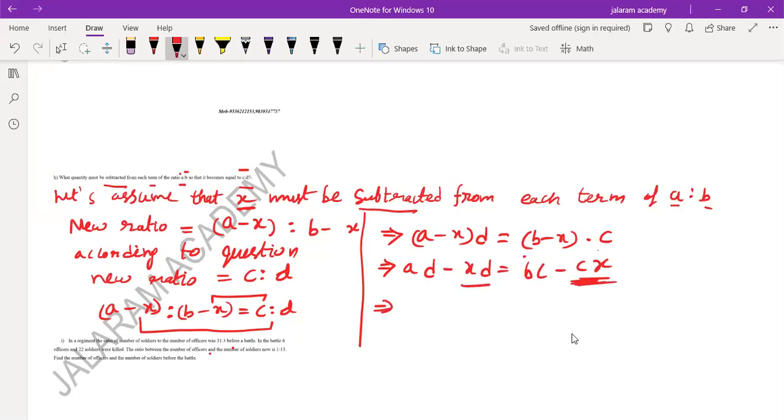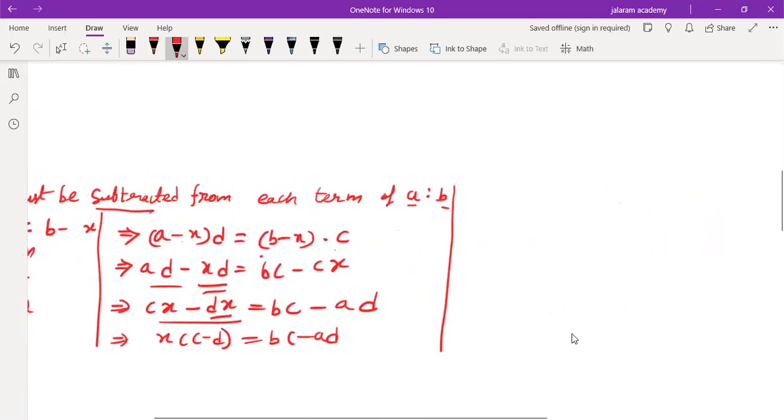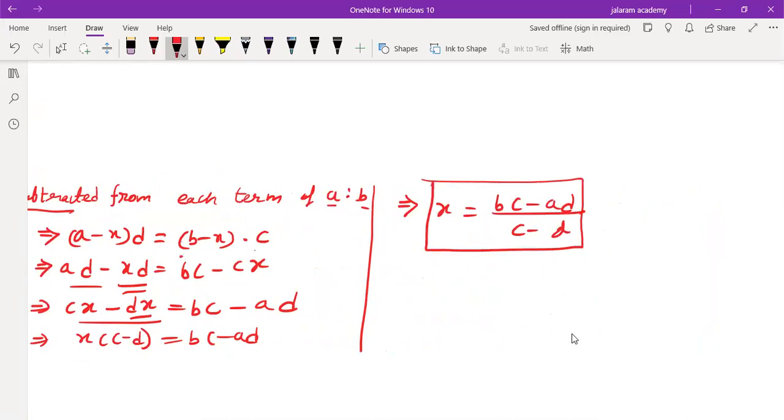Transfer both the terms of X to the same side. This minus CX, when transferred to the left hand side, becomes plus CX. Minus DX equals BC, and this AD can be transferred to the right hand side, it becomes minus AD. Now take X common from these two: X into C minus D equals BC minus AD. It implies X equals BC minus AD over C minus D, which is the answer.